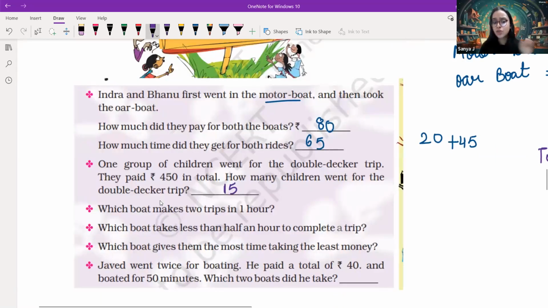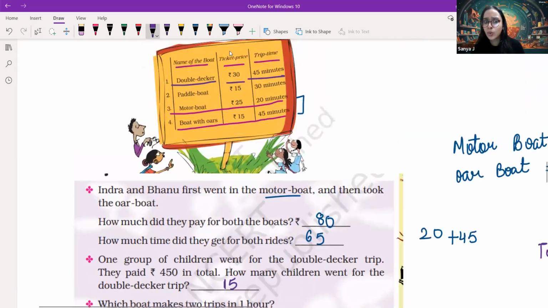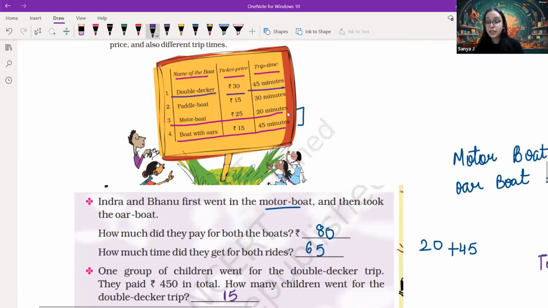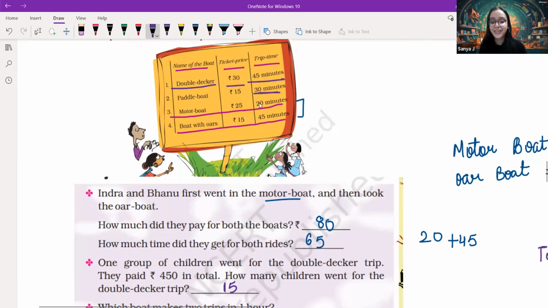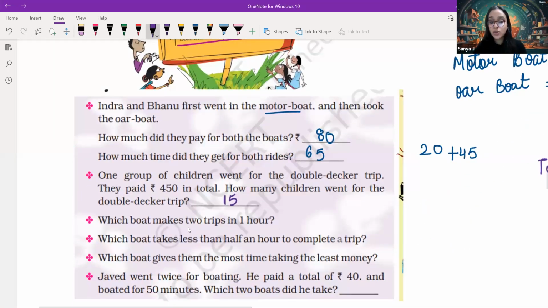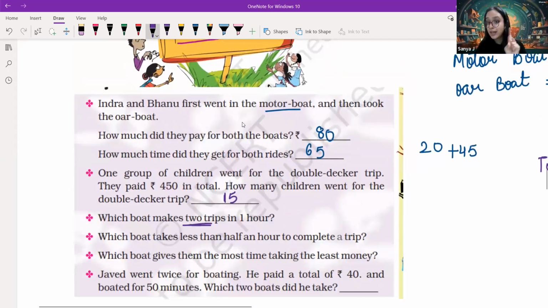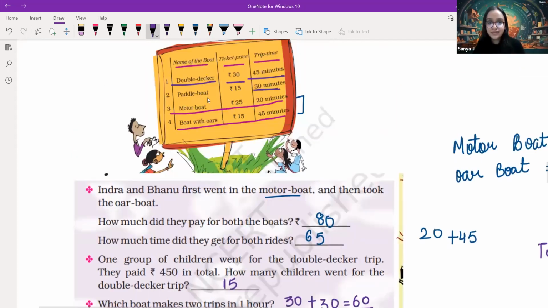Which boat makes two trips in 1 hour? Okay, two trips in 1 hour. Let's have a look at it. If we look carefully, we see that paddle boat takes 30 minutes for one trip. And if we add 30 and 30, that is 60 minutes. And 60 minutes is what? That is 1 hour. So if paddle boat will make two trips, we will add 30 minutes plus 30 minutes, that is 60 minutes, and that is 1 hour. So the answer is paddle boat. Okay? Yes, the paddle boat.